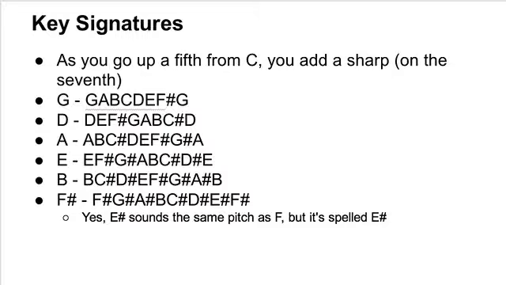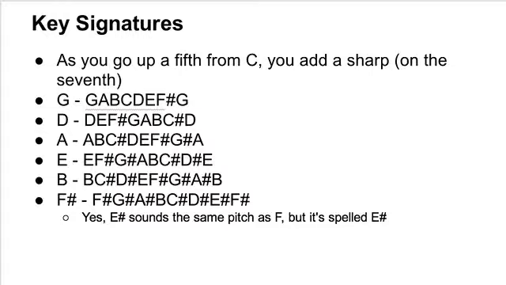And then you've got key signatures. The key signatures help you to understand which notes are always going to be sharp or which notes are always going to be flat within a given key. So if you go up a fifth from C, you add a sharp on the seventh of each scale after that. So C has no sharps and no flats.